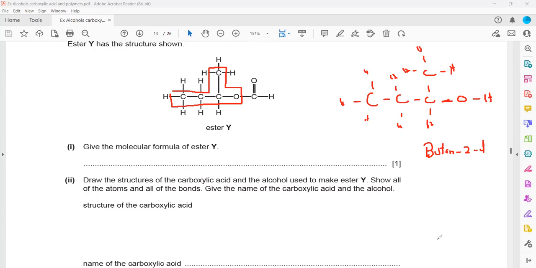Say we have an ester. From an ester, how do you work it out? Usually the oxygen is put on the right. This is the first question, out of about 15 questions we solved, in which they put the oxygen on the left. Usually it is on the right-hand side.